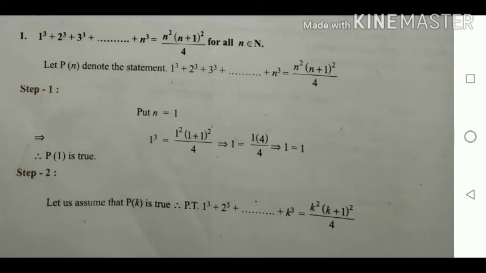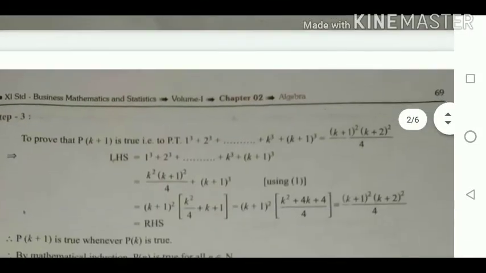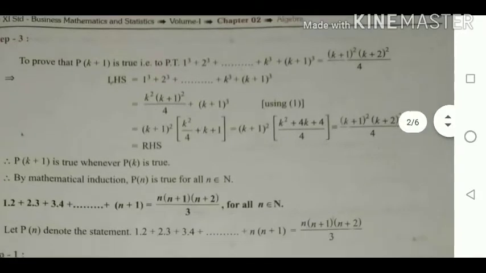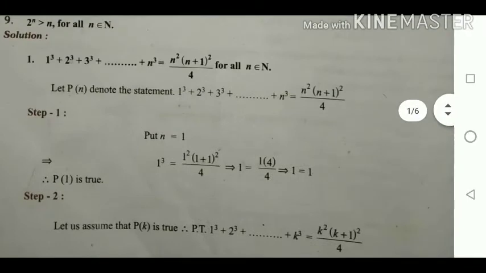The first step is put n equal to 1. The second step, put the value of n equal to k. Third one, the value of n equal to k plus 1. So in all the sums we are using these 3 steps. The first step is put the value of n equal to 1.